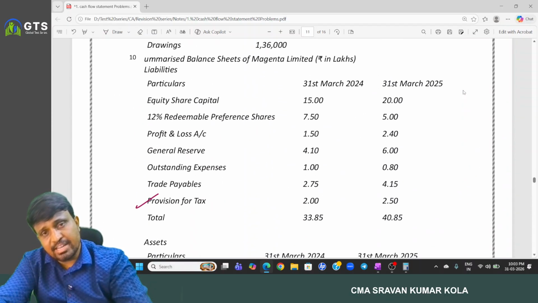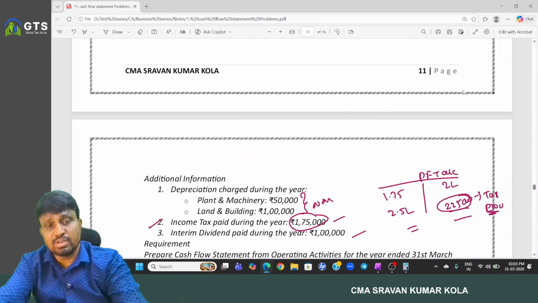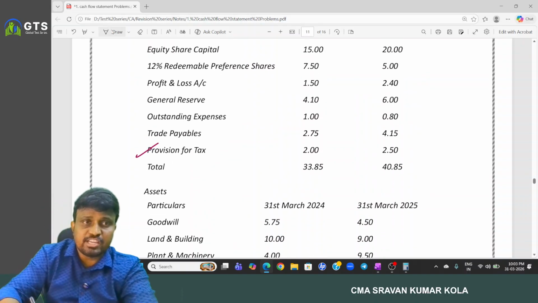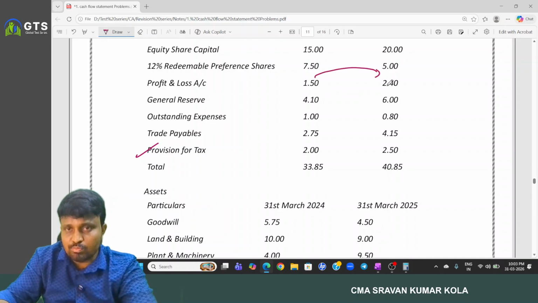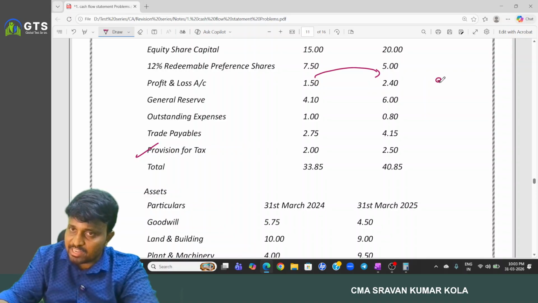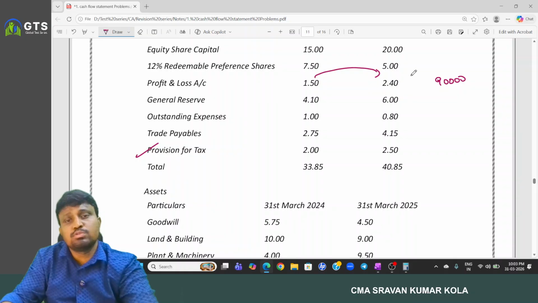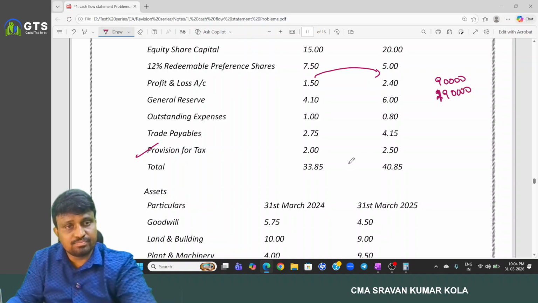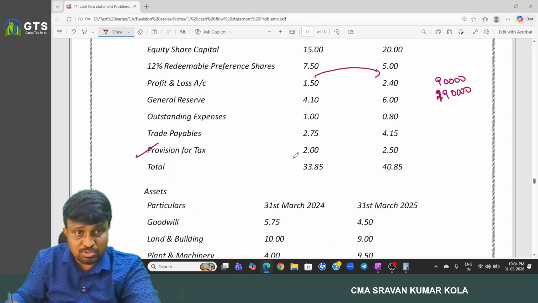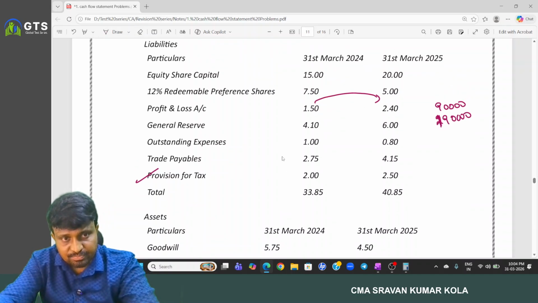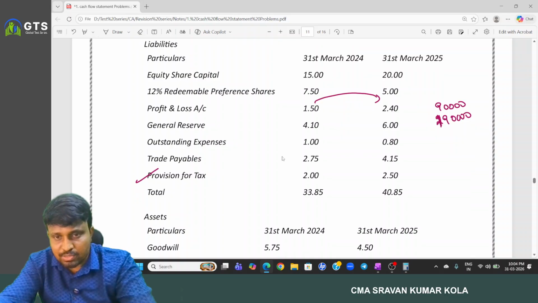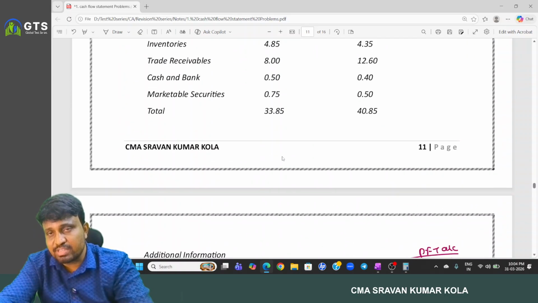In case of indirect method, we start with profit before tax, but profit before tax was not given. In that case, what we have to consider first is the increase in profit. How much amount of increase is there? 90,000, from 1 lakh 50 to 2 lakh 40. There is an increase in general reserve, 1 lakh 90,000, and proposed dividend. There is no dividend in the current year. And another one is provision for tax; we computed it as 2,25,000, and we have to add it.